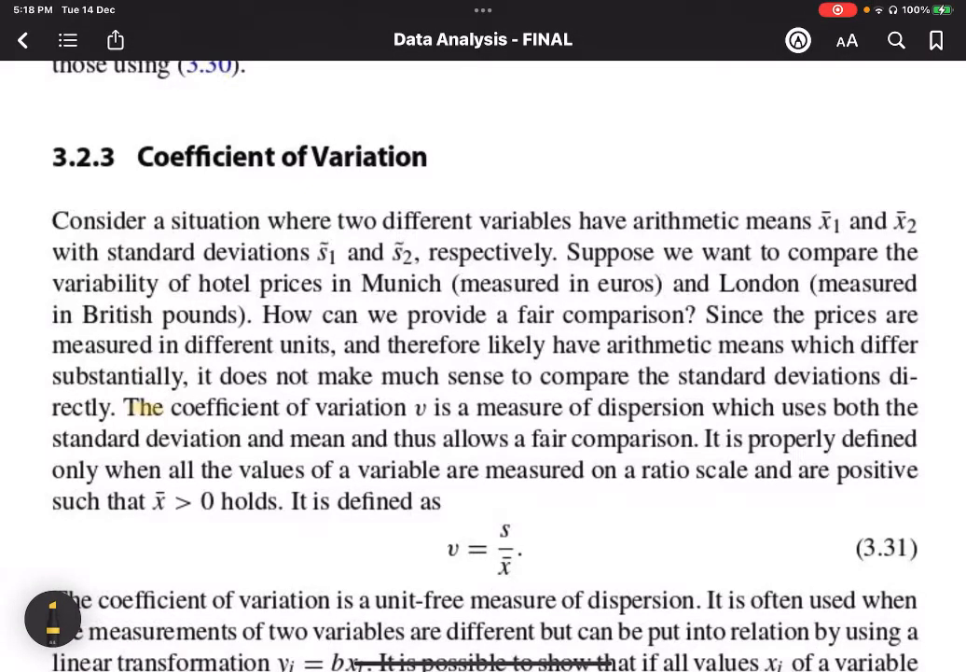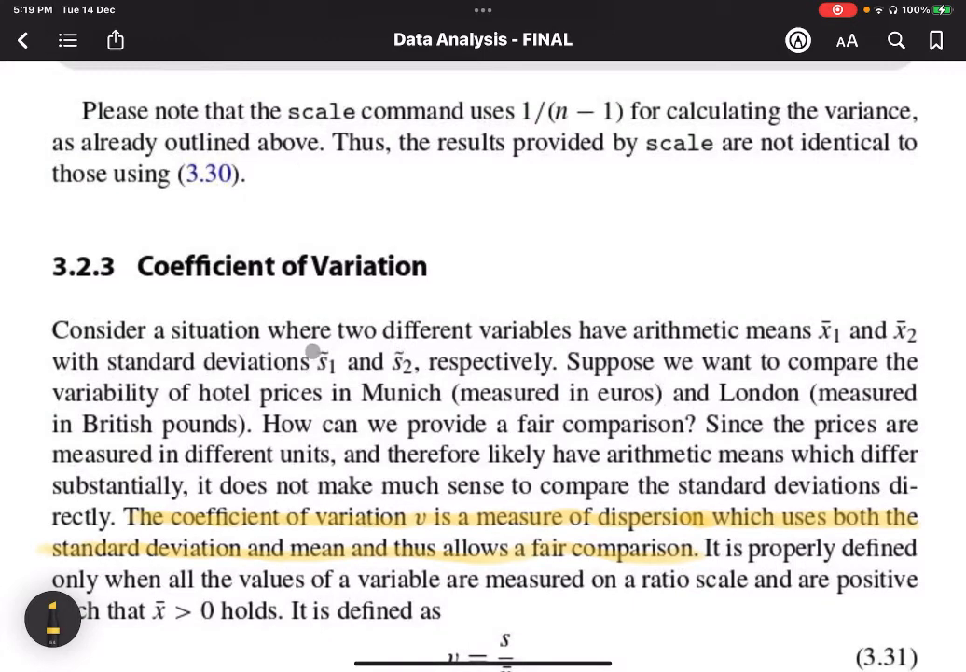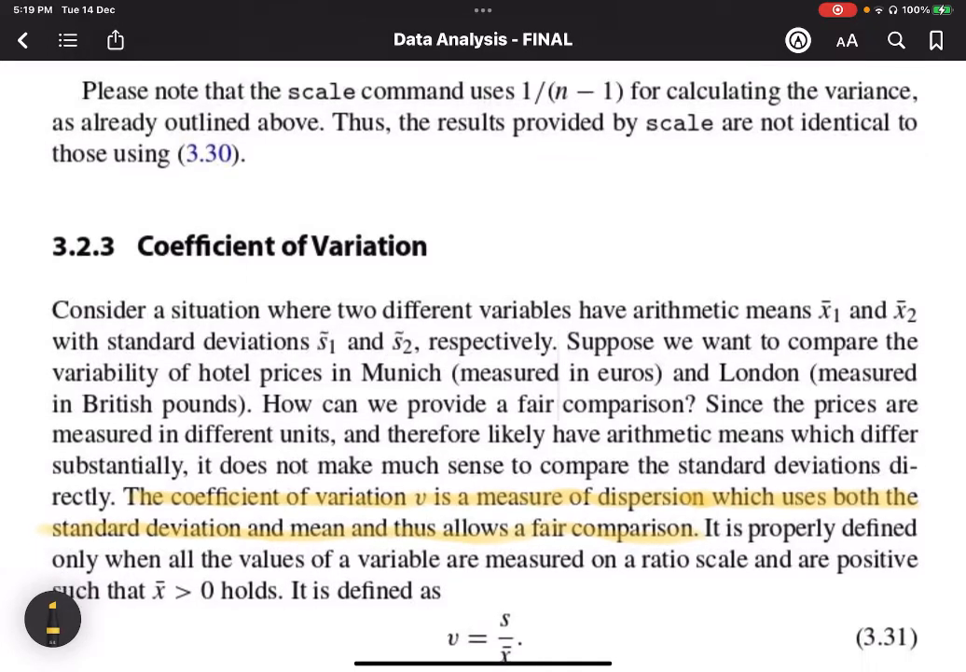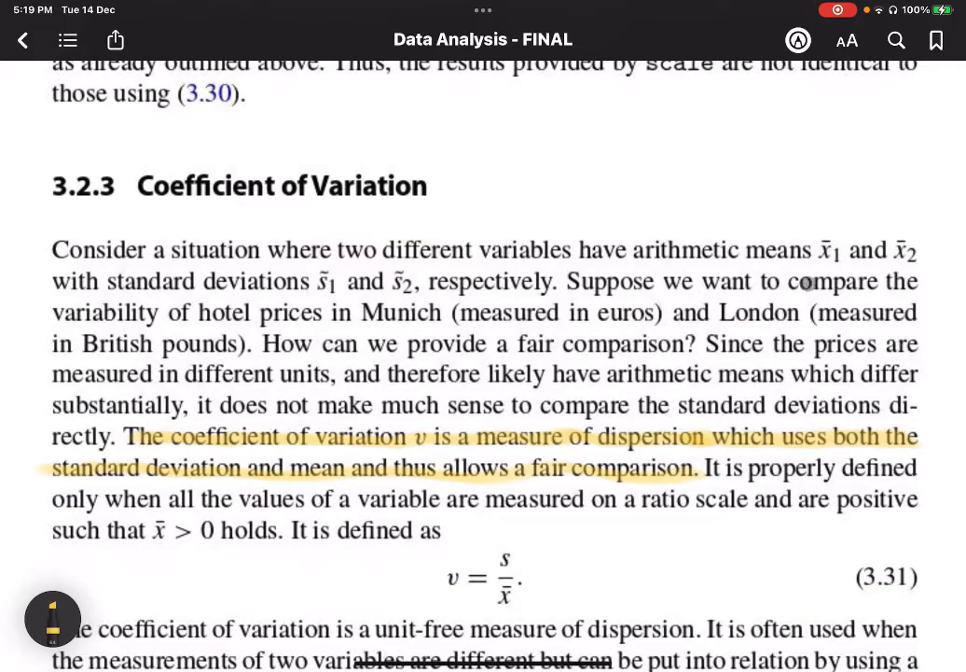The coefficient variation, V, is a measure of dispersion which uses both the standard deviation and mean, and thus allows a fair comparison. Okay? Suppose we have a situation where two different variables have arithmetic means of x1 and x2 with standard deviation s1 and s2 respectively. No? Suppose we want to compare the variability of hotel prices in Munich and London. How can we provide a fair comparison?